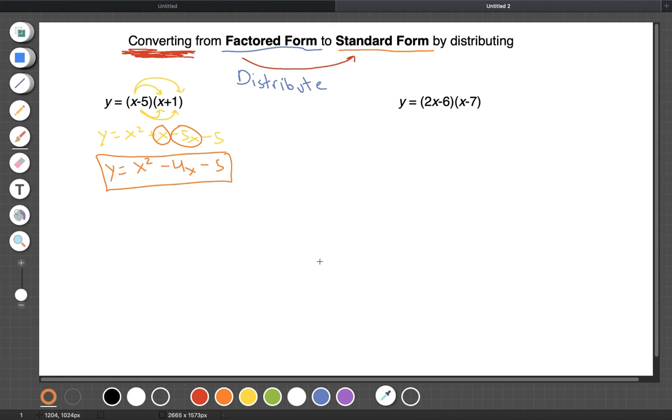I'm going to do this one more time over here, and I'm going to do it a little bit faster. So 2x times x is 2x squared. 2x times negative 7 is negative 14x. Negative 6 times x is negative 6x. And then finally, negative 6 times negative 7. Remember, it's negative times a negative, so it's positive 42.